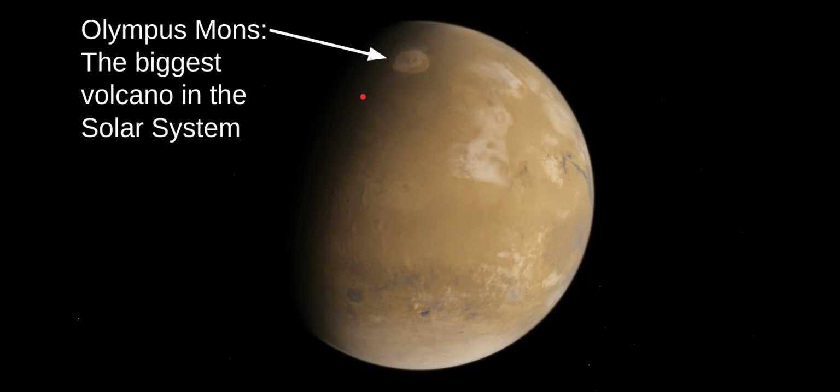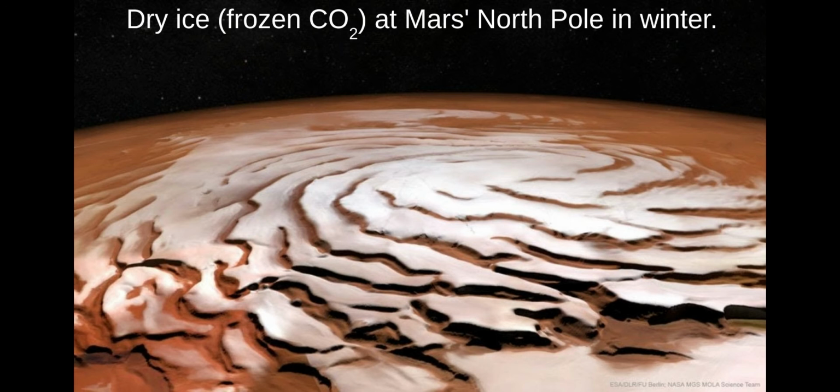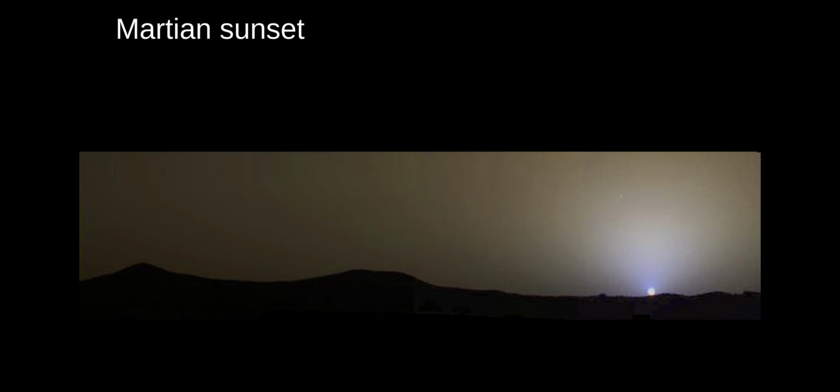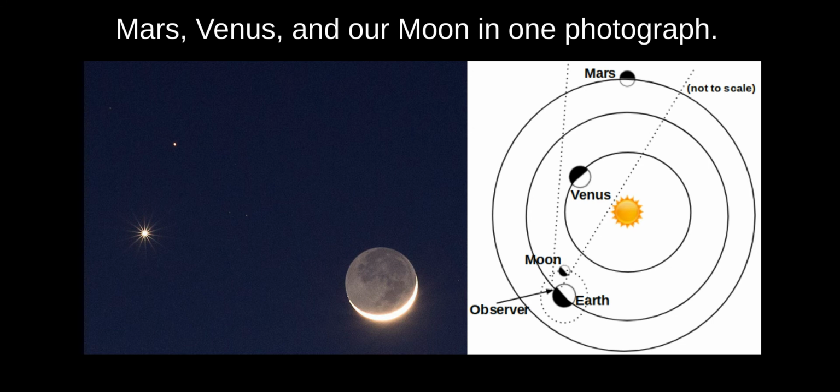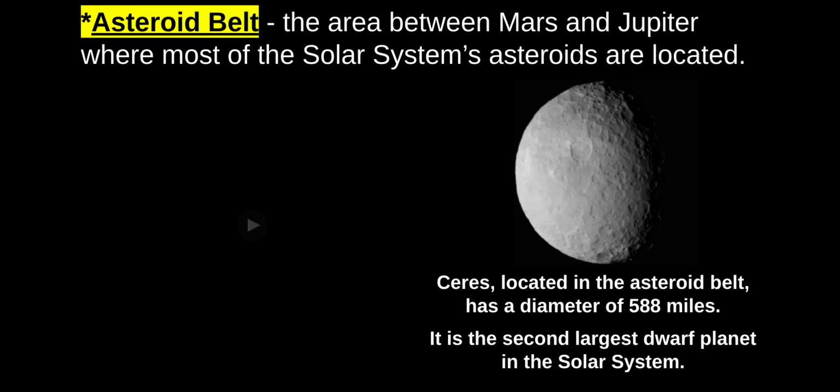Okay, here's a picture of it from space. It is a huge object. It actually sticks almost out of Mars' atmosphere. There is dry ice, frozen carbon dioxide at Mars' North Pole. Here's a picture of the Martian sunset, right? So this is what the sun looks like from Mars. Why is it so much smaller and dimmer? Well, because Mars is further away from the sun. Okay, here's just a cool picture showing Mars, Venus, and our moon all in one photograph.